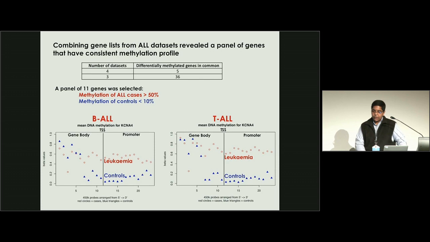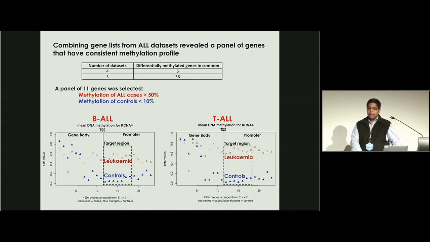Here's an example for one of these genes, KCNA4. And you can see that the methylation pattern for this gene in B-cell leukemia and T-cell leukemia is quite remarkable. The pattern is highly similar between these 2 different data sets. And based on that, I selected regions for target assay.